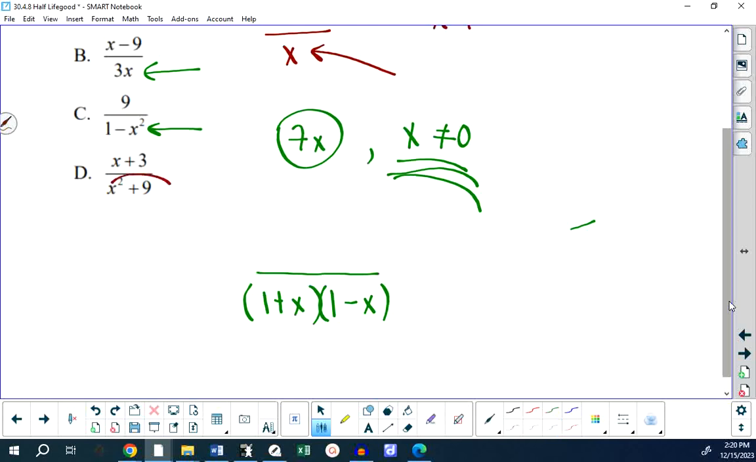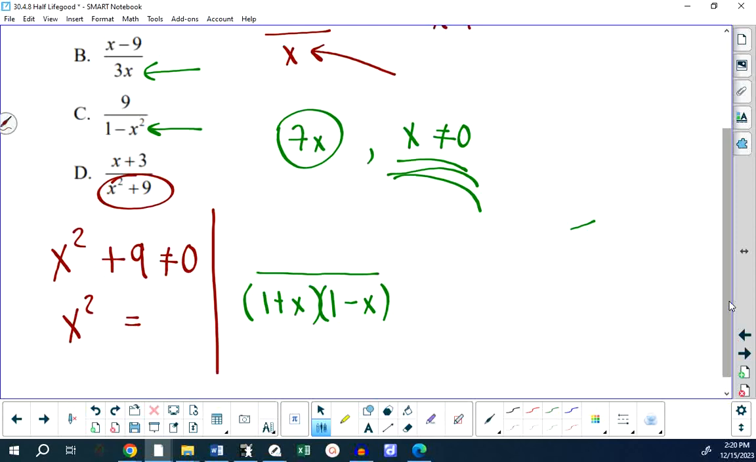But this, if I say to you x squared plus 9 is not allowed to be 0, solve that for me. Give me a number for x that makes it 0. You can't. Because if I try to rearrange it, I get that. Let's forget about the not equal to for a second. If I just said to you, what value of x makes this 0, you would come to the conclusion that x squared has to be negative 9. Well, it can't be. You can't square something and get a negative.